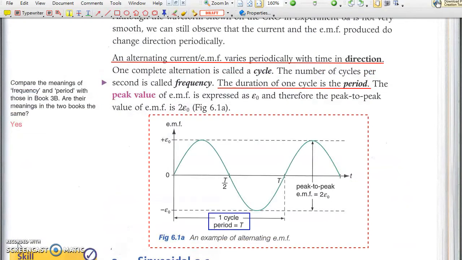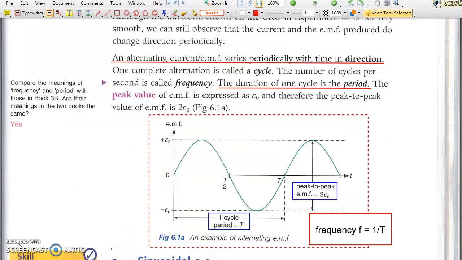We can measure the period and peak voltage of the AC from the waveform. From the period, we can also calculate the frequency, which is the number of complete cycles per second, using the formula f equals 1 over T.